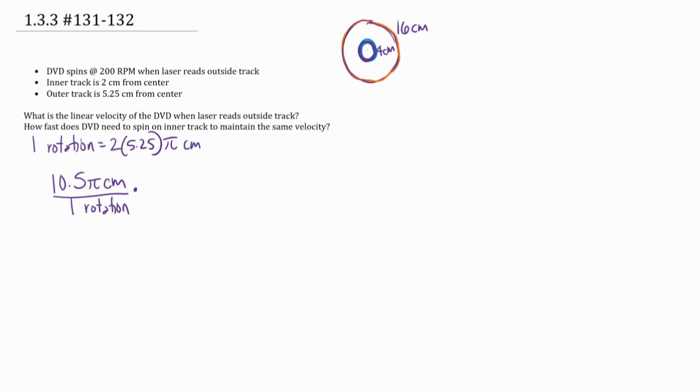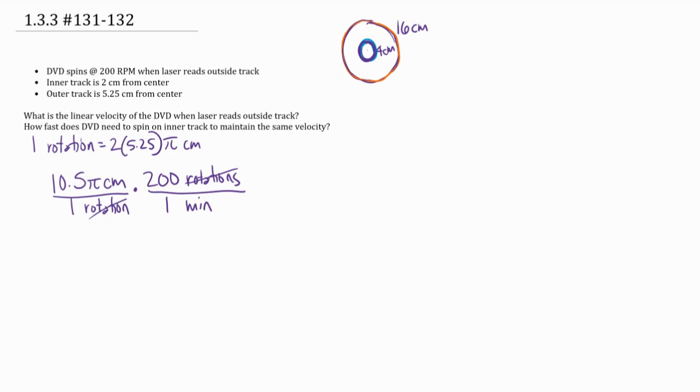And it is spinning 200 rotations in 1 minute. And you can see why I'm going to multiply these. So I'm multiplying the rate by the distance, and that's going to give me, look at my units of measure here, rotation, that gives me my centimeters per minute. So what I'm doing is I'm converting a rotations per minute into a linear velocity. I'm converting an angular velocity into a linear velocity.